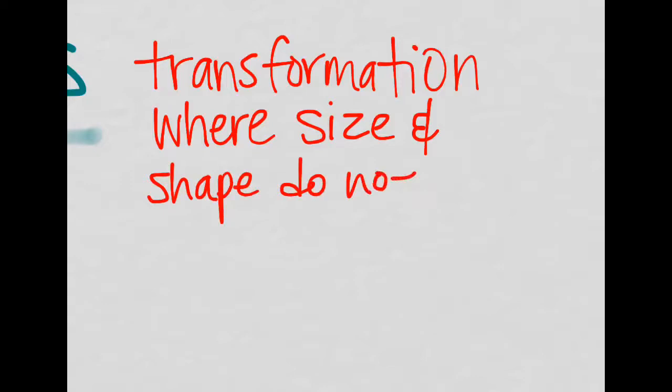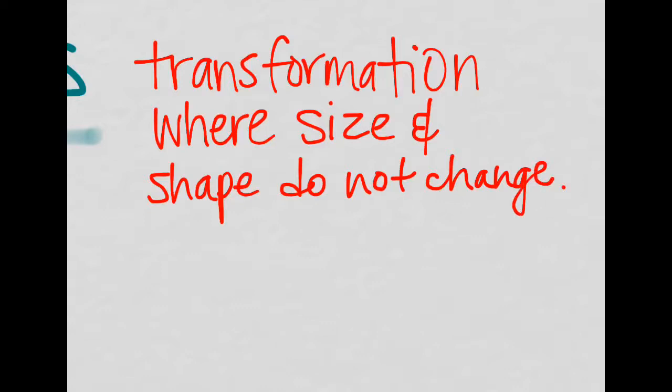Remember, transformation can be a translation, reflection, rotation. It can also be a dilation, which we'll get to on Wednesday, but that's not an isometry. An isometry is a transformation where size and shape do not change.